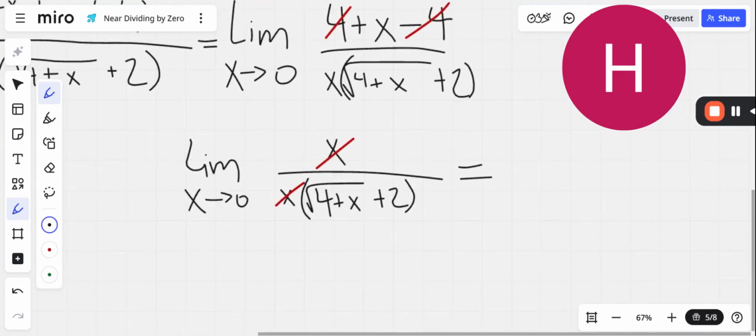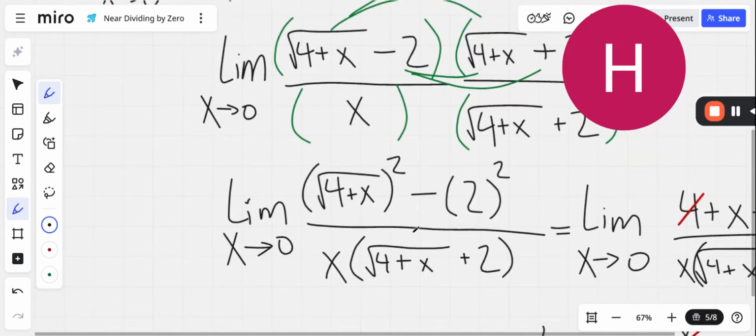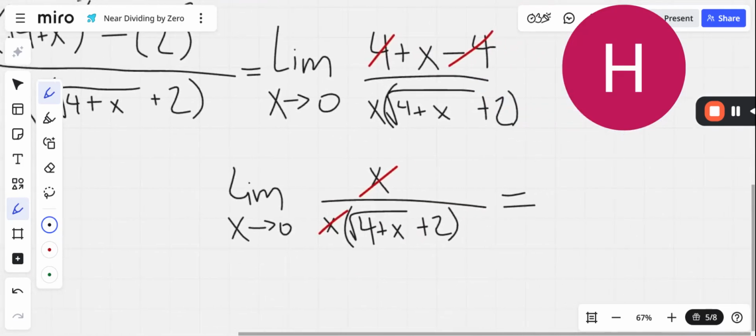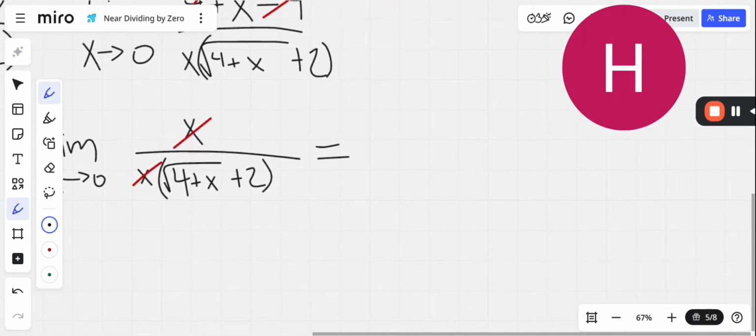You might wonder at this step, how are we allowed to cancel the x's if x is 0? Because we're figuring out, after all, what's happening at x equals 0. The thing about a limit, I didn't go too deep into this in this video, is that x is approaching this number, which literally means that it's not equal to 0. It's something very close to 0, but it's not 0. And we can cancel anything which is not 0 with itself.